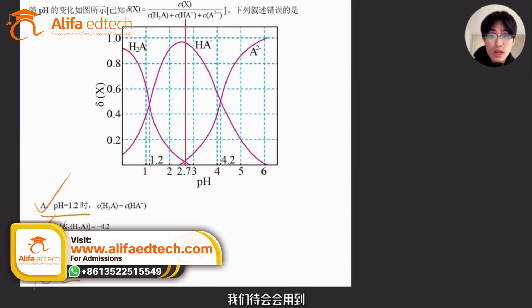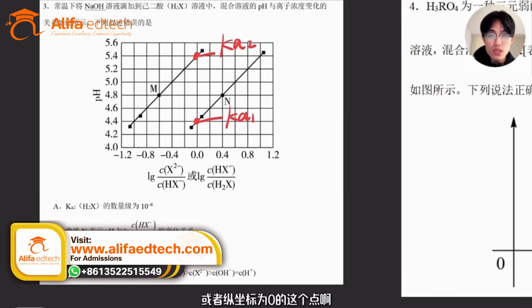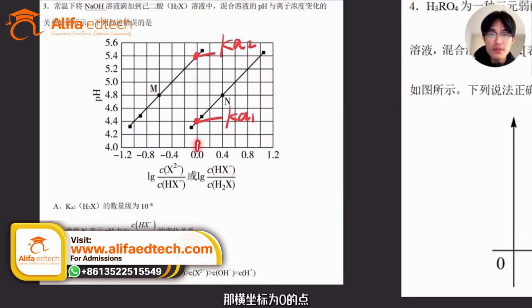Okay, next, let's look at the hardest one. The logarithmic plot. Key points of a logarithmic plot are where x or y is 0. In this graph, it still shows titration of a diprotic acid, so the equilibrium constants are still K1 and K2. Where x is 0, drawing a vertical line gives these 2 points.